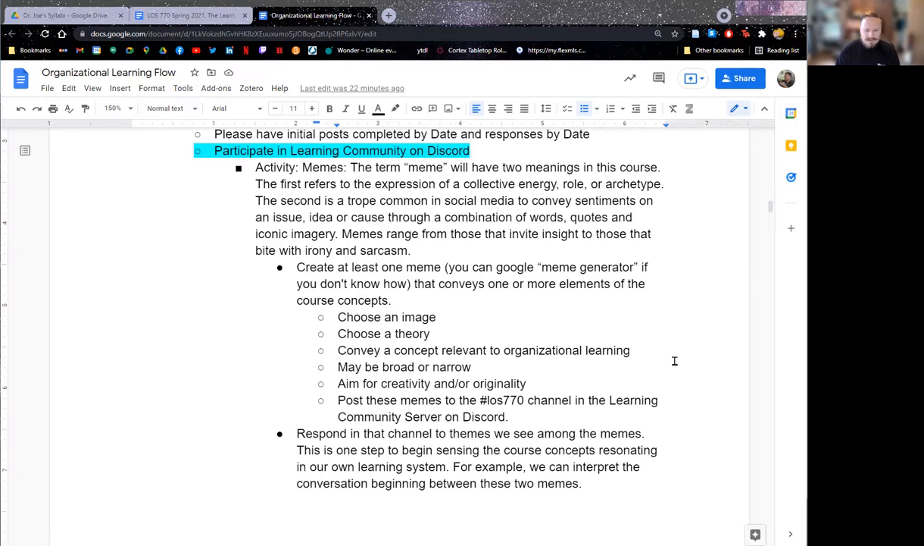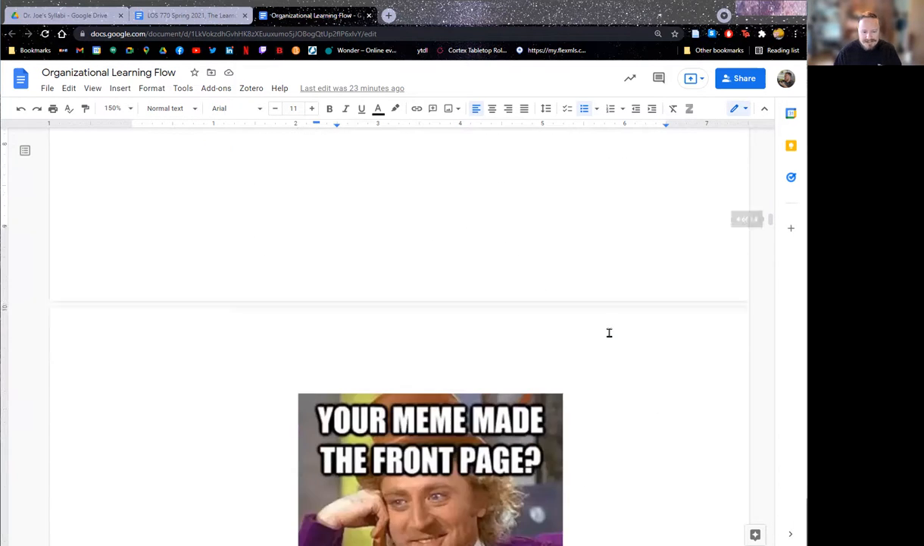And it can be broad or narrow, but the point is that this isn't just meme posting on social media where it's pretty simple, reductionist, cynical kind of things. It might be a little cynical, but the point is that it conveys a metaphor for some larger thing that's going on in our organization that each person has a different perspective on. And they post these, I use the Discord platform for them to post these memes and interact with each other on them. And here's an example that I share with them.